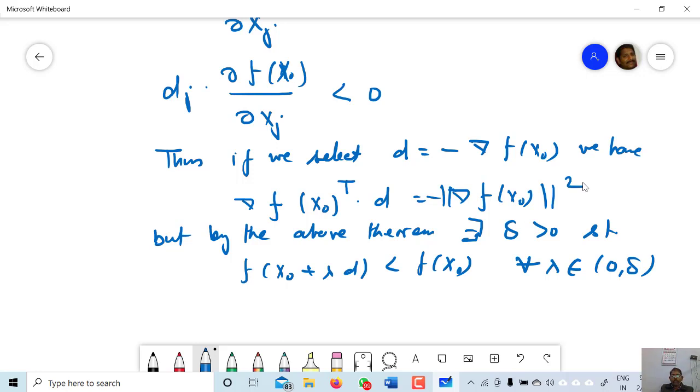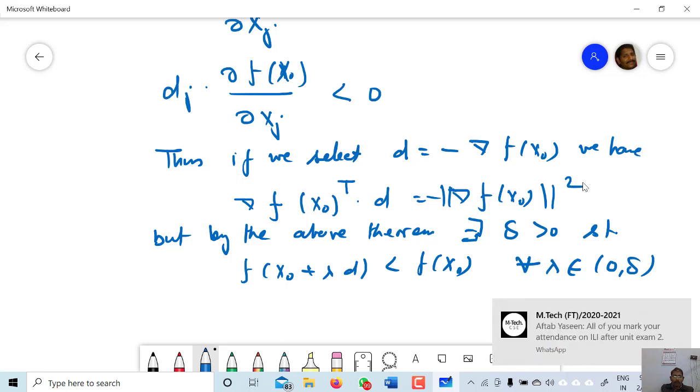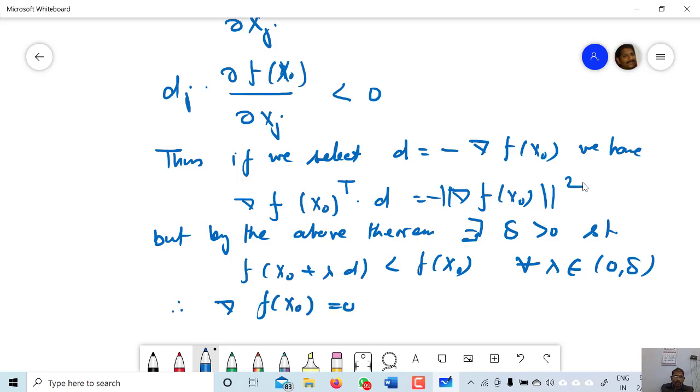So if we start with a wrong assumption, then here a contradiction has come, that this value is not the minimum. Therefore what we assumed, that gradient of f of x0 was not 0, was wrong, and therefore gradient of f of x0 will be equal to 0, hence proved, okay, hence proved. So these are the two important theorems for unconstrained optimization, okay.